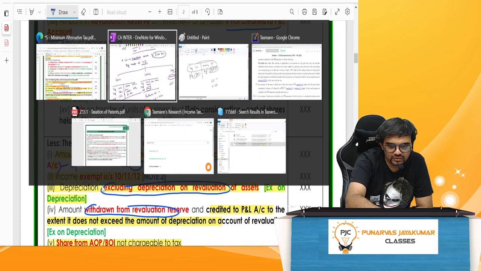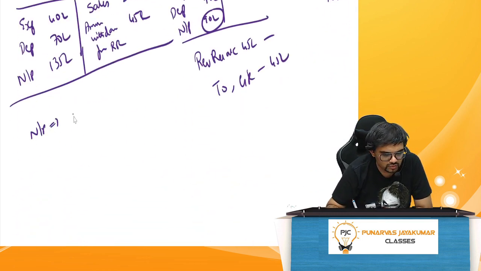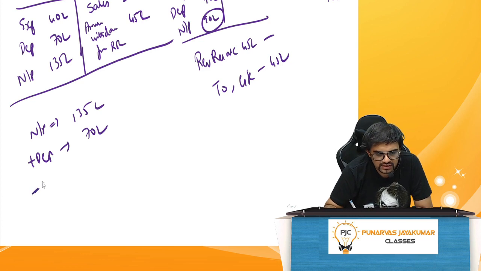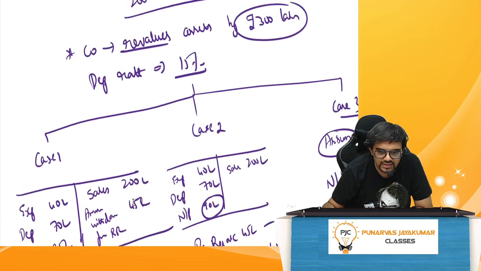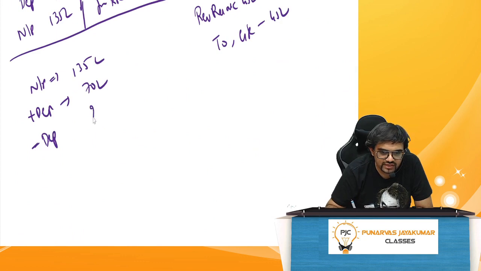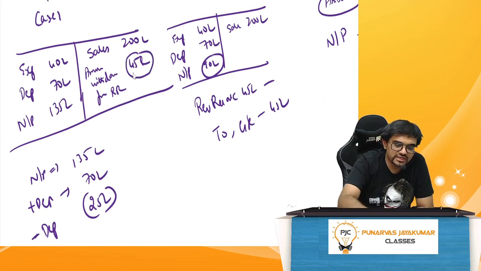So, let's see. Case number 1. What should I do? Net profit is 135 lakh. Add back the depreciation of 70 lakh. Less, depreciation excluding the depreciation on revaluation. So, because of revaluation, it has increased by 45, but what was originally 25 lakhs. So, I should subtract what? 25 lakhs.